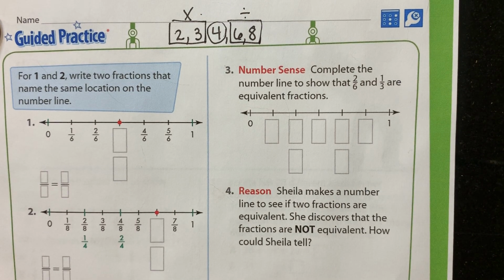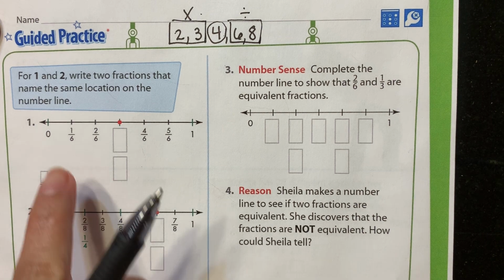I'm going to go over the guided practice first, and then read the directions for the independent practice, and then we're going to look at some of the problems in the back and the problem solving. Let me go over these guided practice questions first, and then we'll move on.